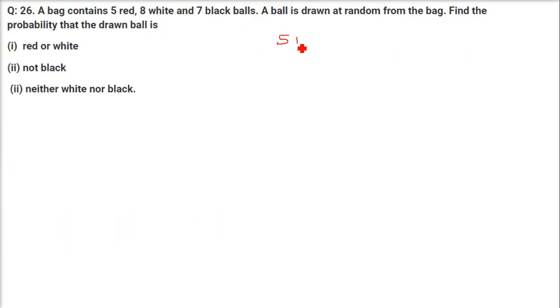A bag contains 5 red, 8 white and 7 black balls. A ball is drawn at random from the bag. Find the probability that the drawn ball is red or white. So red is 5, white is 8, so 5 plus 8. These are the favorable cases for the first part of this question. Favorable cases are 5 plus 8.